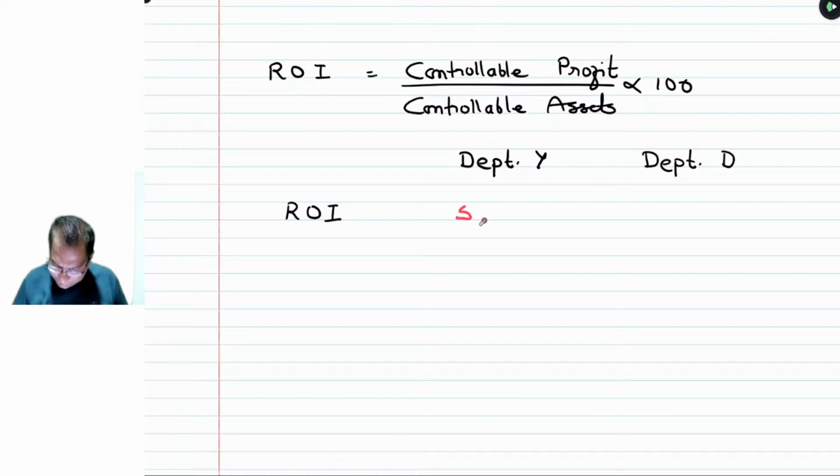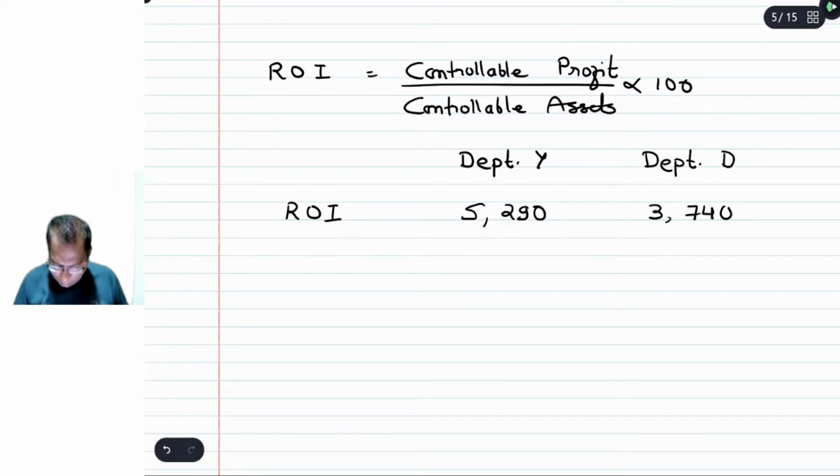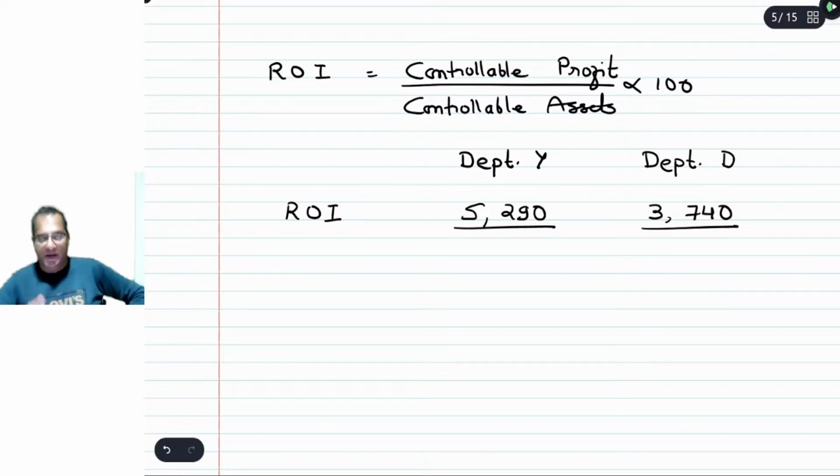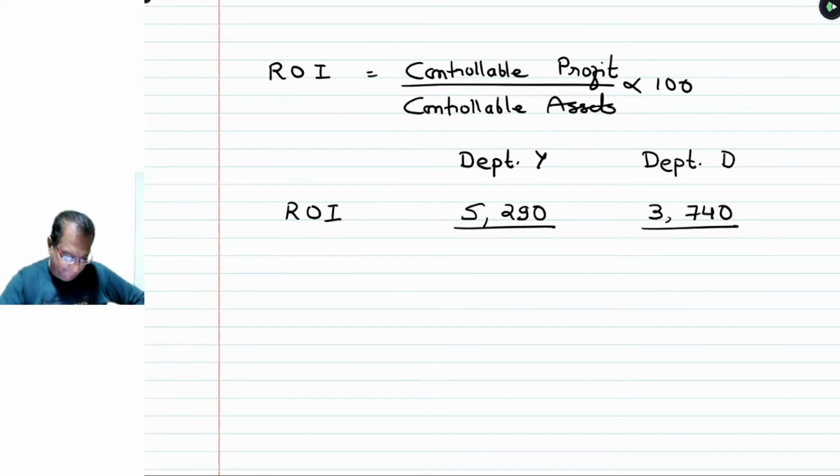5290 and 3740. Okay, now tell me the denominator of department Y. Y का denominator का मुझे amount बताइए आप. What is the amount of denominator of department Y?